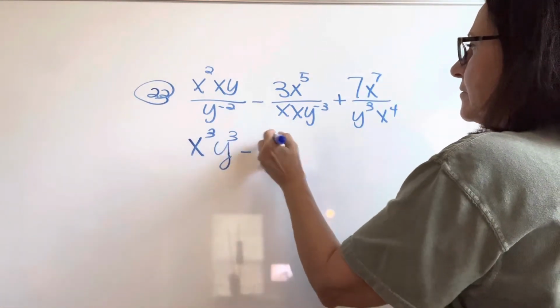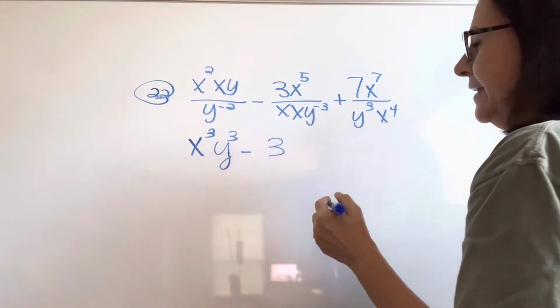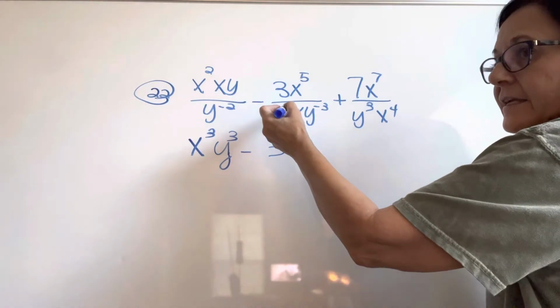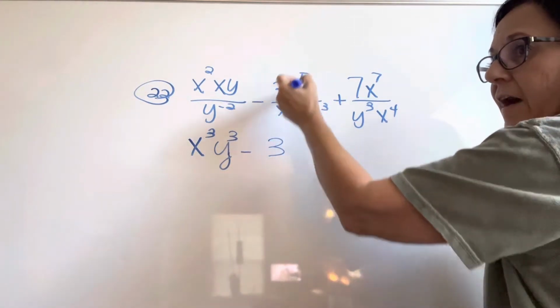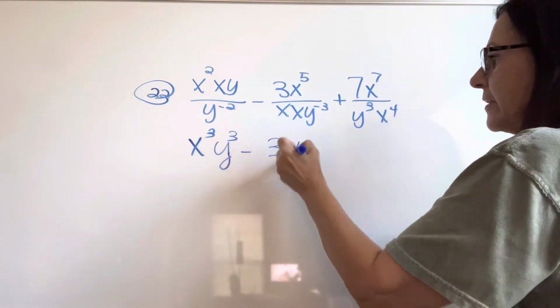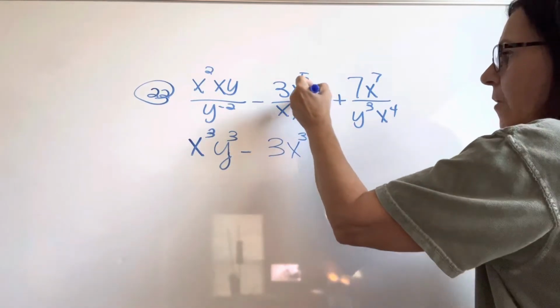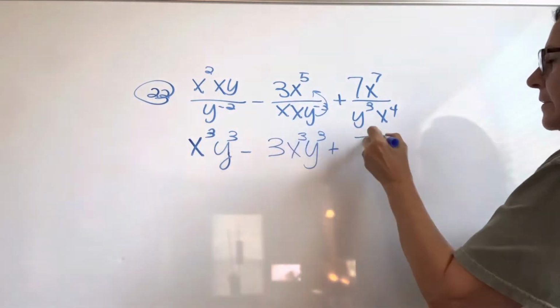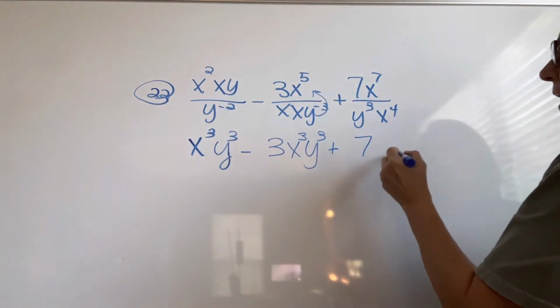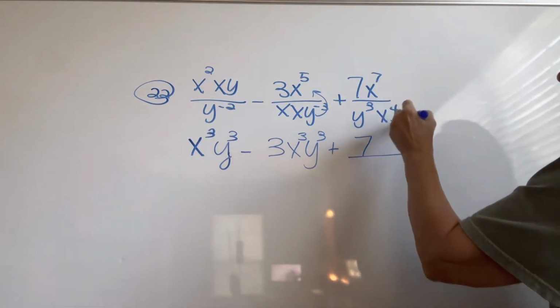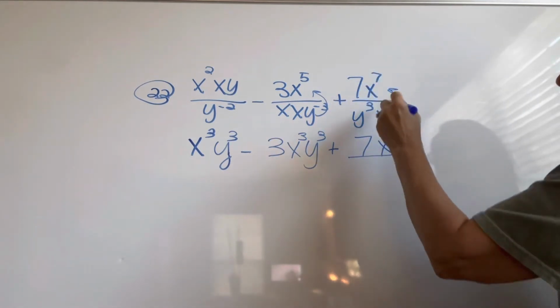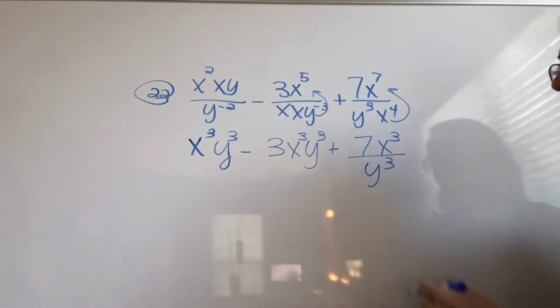Minus 3. This is going to be a like term because we have 5 is bigger than 2 in the denominator. 5 minus 2 is 3. And moving that y to the negative 3 to the numerator, it becomes y cubed. All right, this is not going to be a like term. We are going to move the x up so that we have 7 minus 4, which is cubed, but that y cubed stays in the denominator.